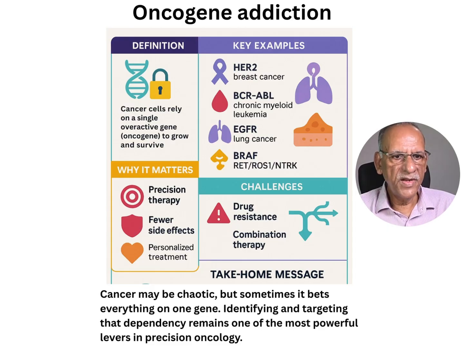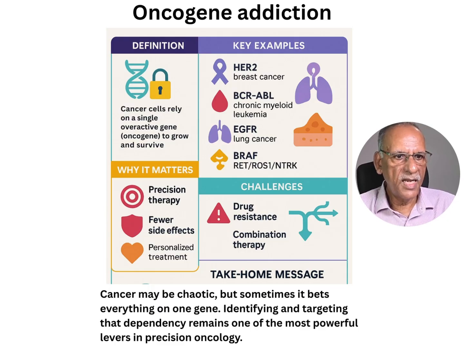So whatever we have discussed is summarized in this presentation. As you can see, oncogene addiction means cancer cells rely on a single overactive oncogene to grow and survive. The classic examples are HER2 neu in breast cancer, BCR-ABL in chronic myeloid leukemia, EGFR overexpression in lung cancer, BRAF in melanoma and other cancers.